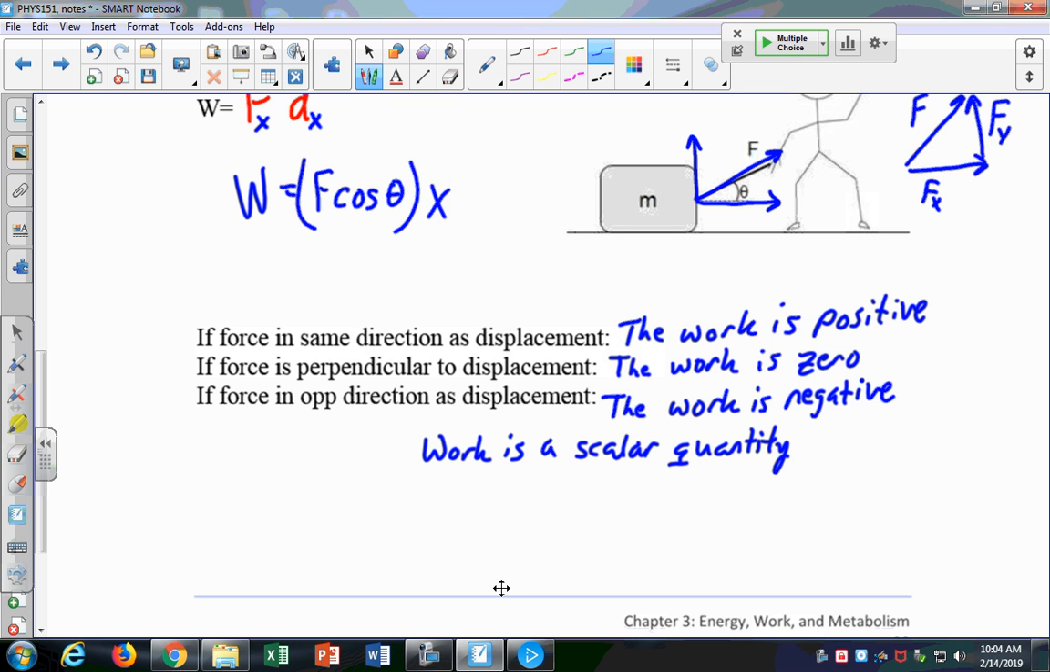Only a magnitude, right? So scalar quantities only have magnitude, like time, mass, and charge are scalar quantities, as opposed to force, velocity, and displacement, which are vector quantities. So we have these different types of scalar and vector quantities. And work is a scalar quantity. That means no direction. Only magnitude.